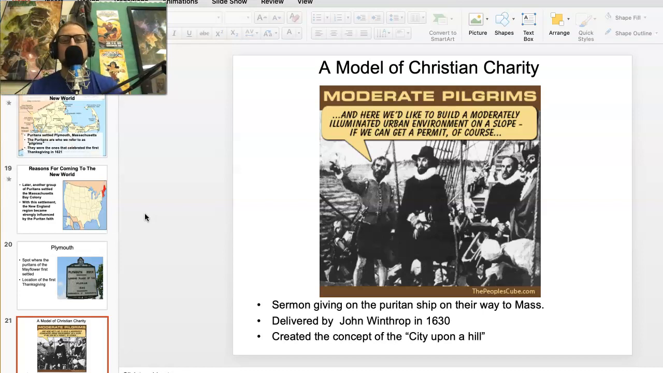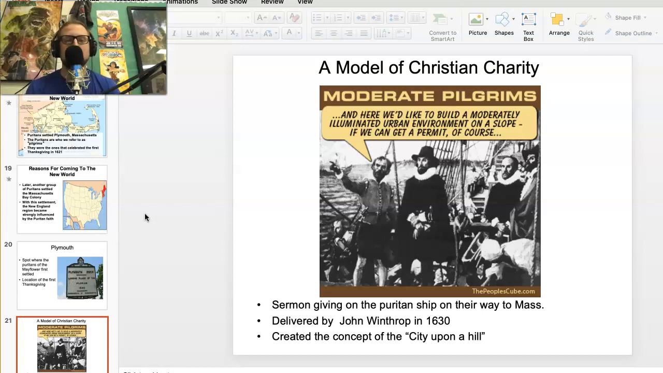The original idea of city upon a hill is that the Puritans need to go to America, set a godly example, be good people, be Christ-like, and that will make the natives be curious about what is making them such good people, and that would give them the opportunity to evangelize the gospel and then convert those Indians, those Native Americans, to Christianity. However, that is not how it ended up.